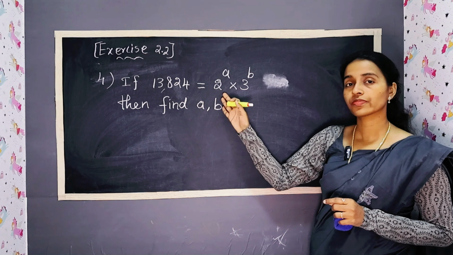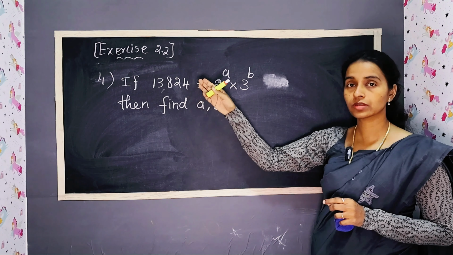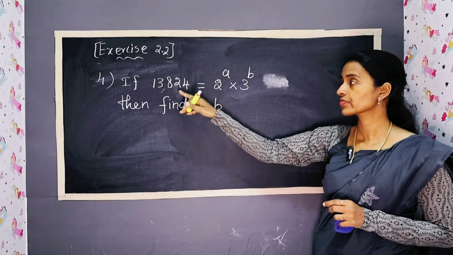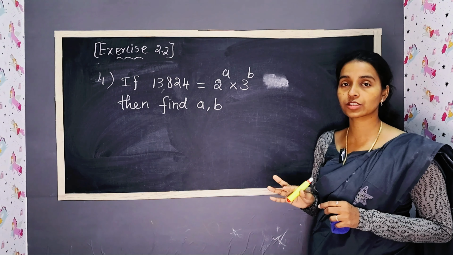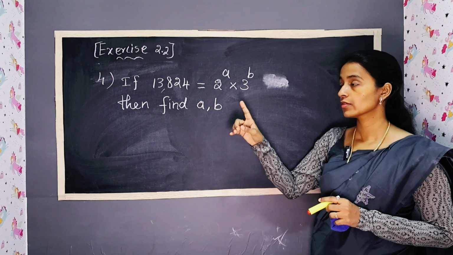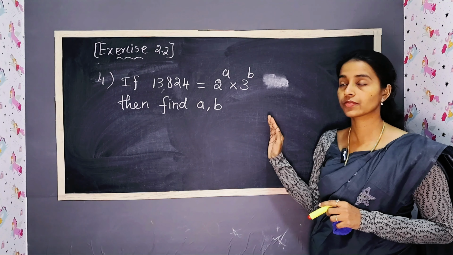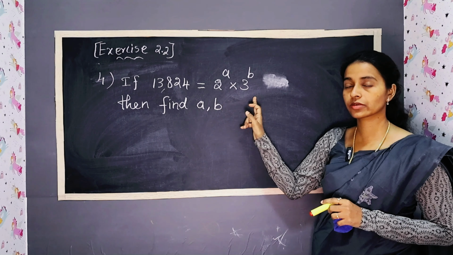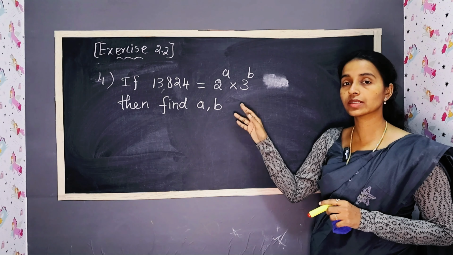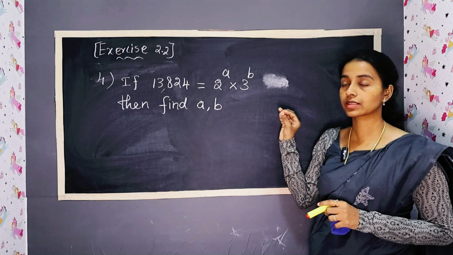In previous example problems also we had learnt about the same concept. For this kind of question, we have to use the factorization method. What is factorization? Factorization is nothing but breaking a big number into smaller factors. This is the big number, these are the small factors. It's a process of breaking a big number into small factors.